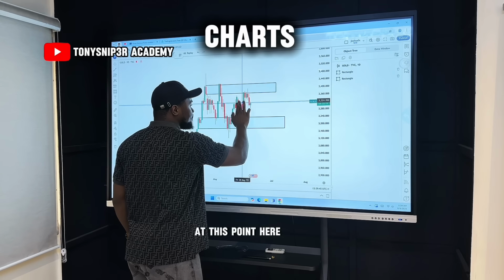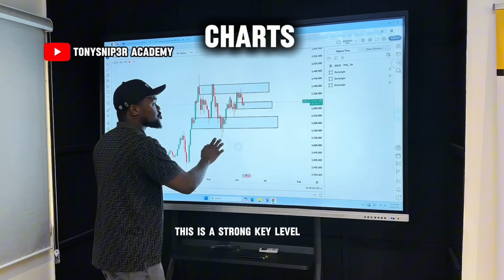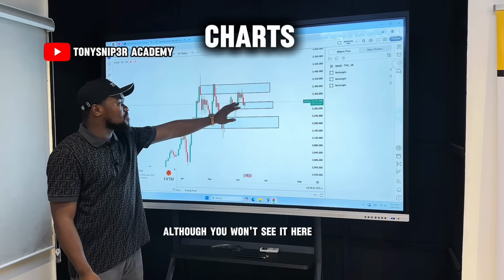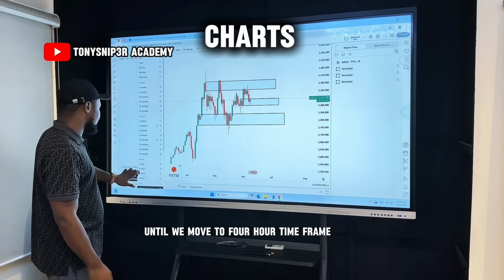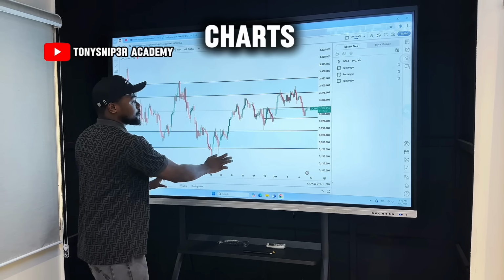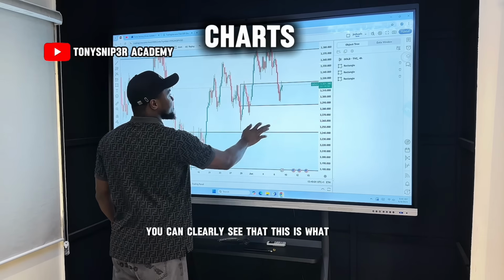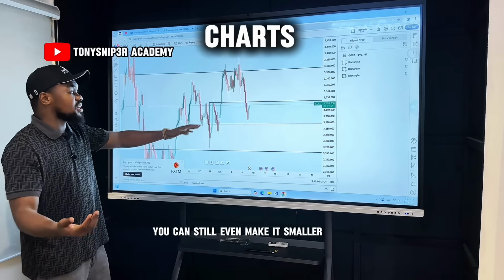At this point here, this body of this candle. This is a strong key level. Although you won't see it here until what? Until we move to the 4-hour time frame. Now, once we move to the 4-hour time frame, you can clearly see that this is what? This is a key level. Do you understand? You can still even make it smaller.